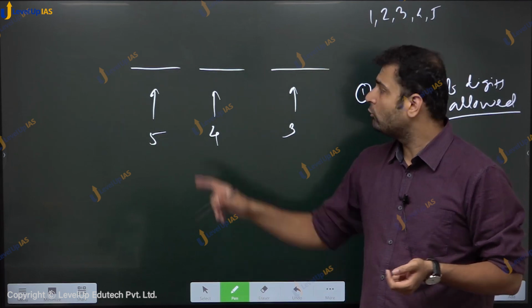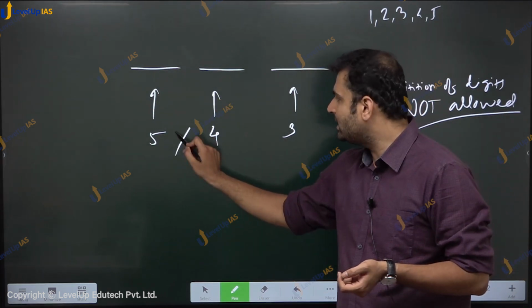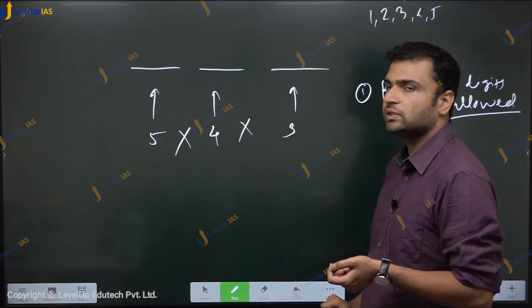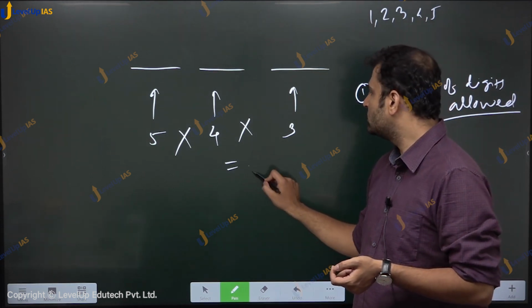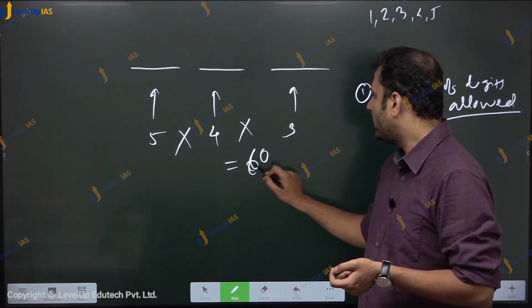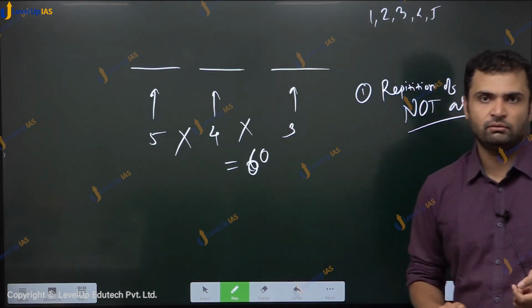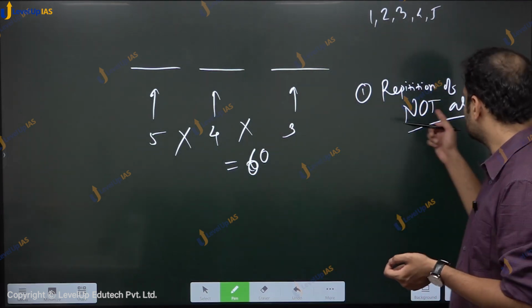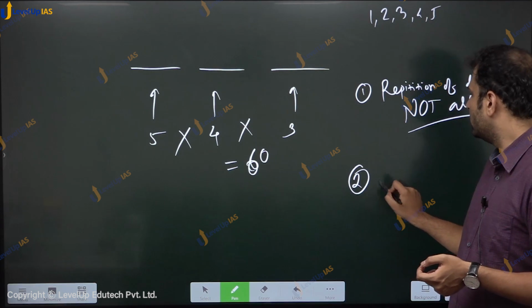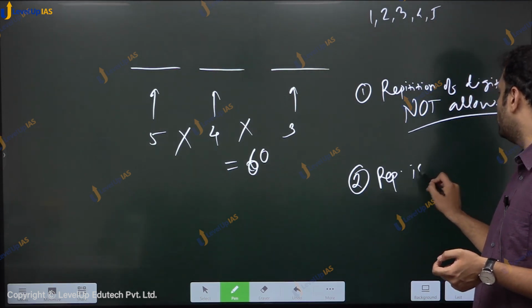And I have to choose hundreds place and tens place and units place. तो कितने choices हुए total? 60. I can form 60 numbers. Fine. If repetition is not allowed. What if repetition is allowed?